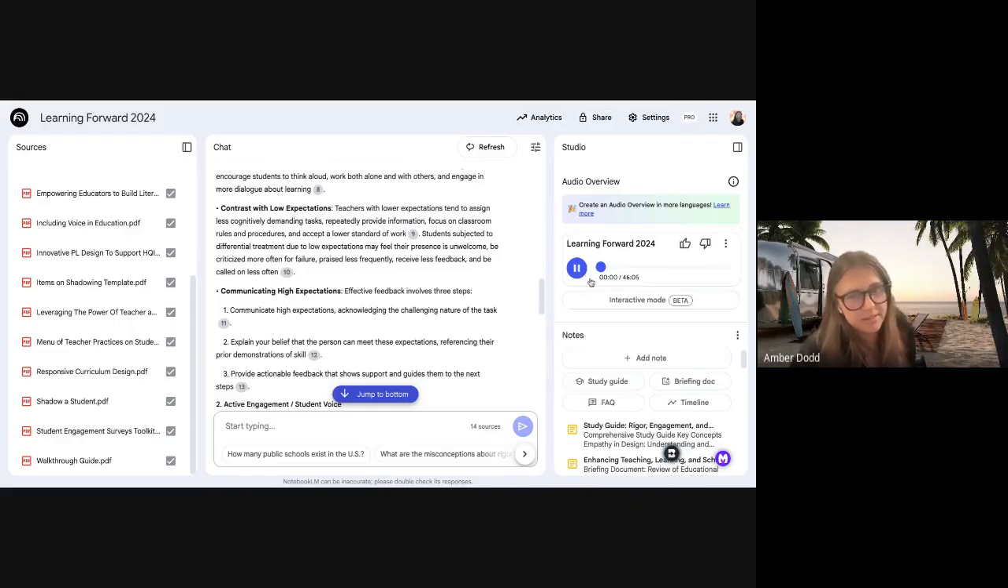Welcome to a deep dive into responsive curriculum design.